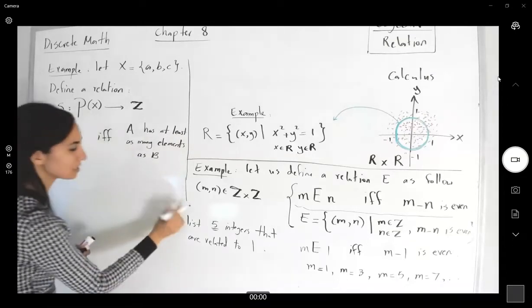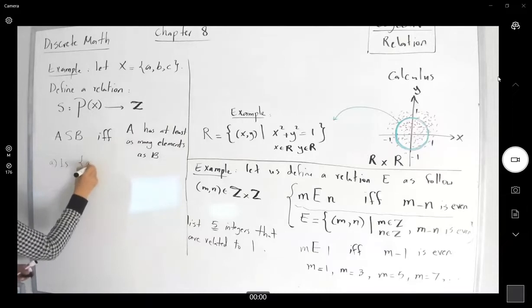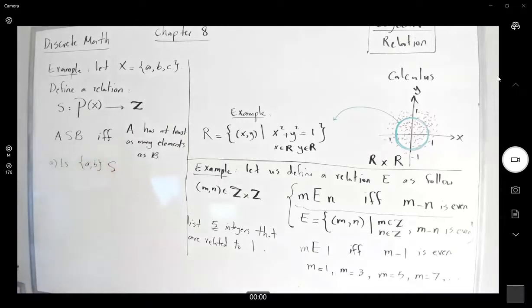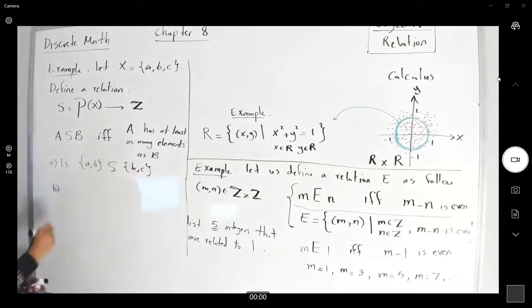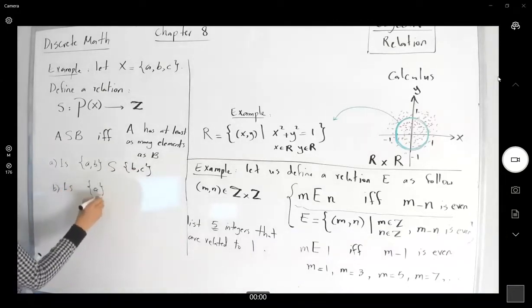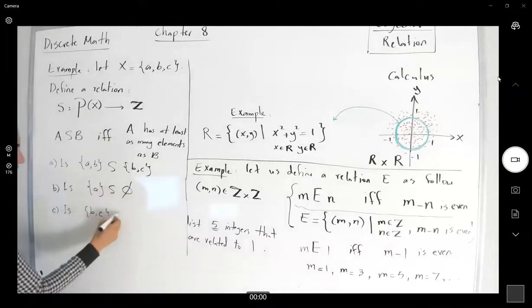Okay, now the question says, well, is the set including A and B related to the set including B and C? Is the set including A in relation with the empty set? Is the set including B and C in relation with the set including A, B, C?